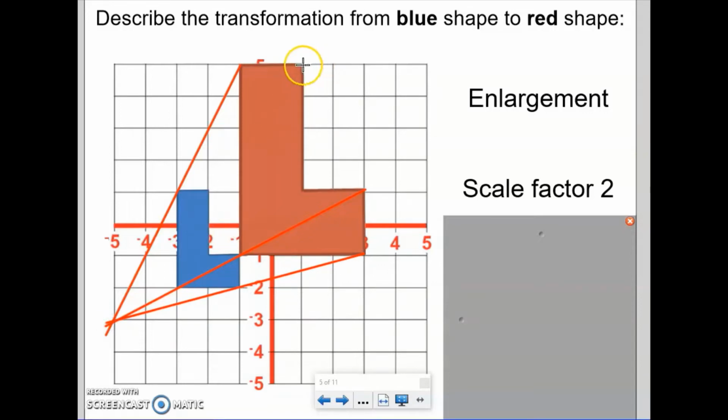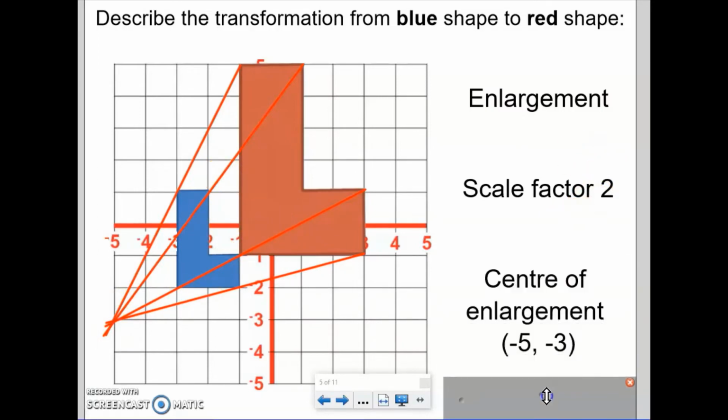We'll just do one more. This corner here to the corresponding corner, and then continue it on. And you can see that all of my lines meet at the coordinate -5, -3. So I've used my ruler to work out an accurate center of enlargement. So I'm stating that my center of enlargement is at -5, -3.